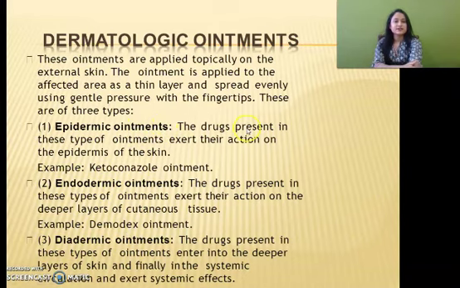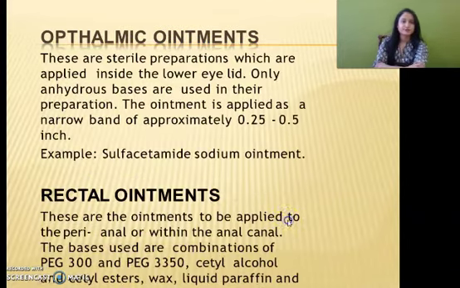Epidermic ointment. The drug in this type of ointment exerts its action on the epidermis of the skin, that means the outer layer of the skin, for example ketoconazole ointment. Endodermic ointment. The drug in this type exerts its action on the deeper layer of the cutaneous tissue. And diadermic ointment. The drug in this type enters the deeper layer of the skin and finally the systemic circulation, and exerts its effect on the systemic circulation.